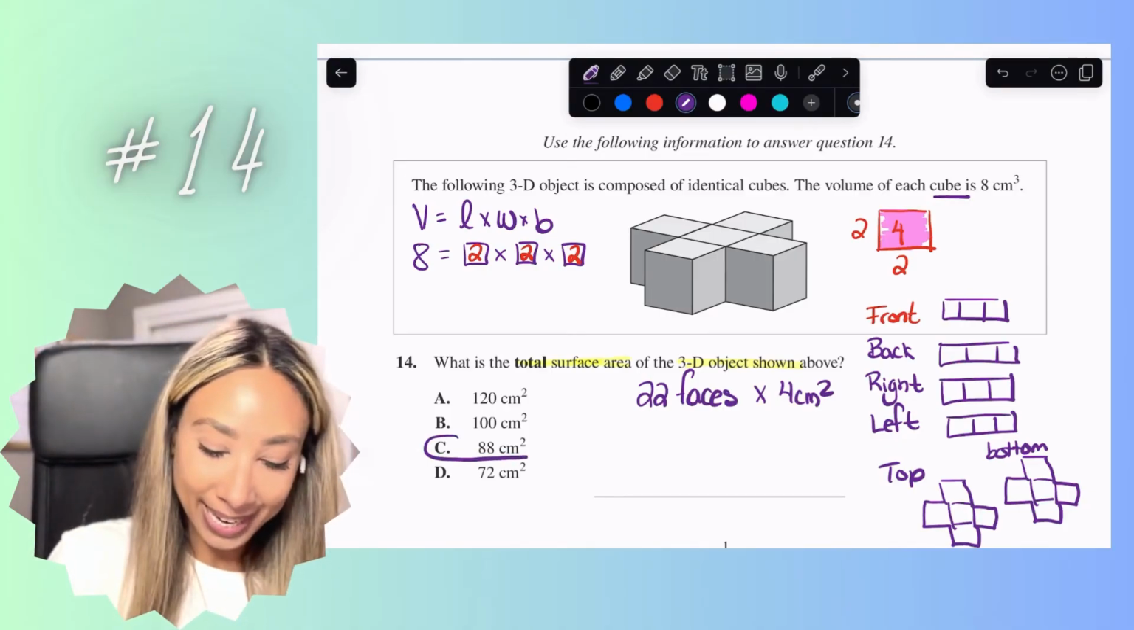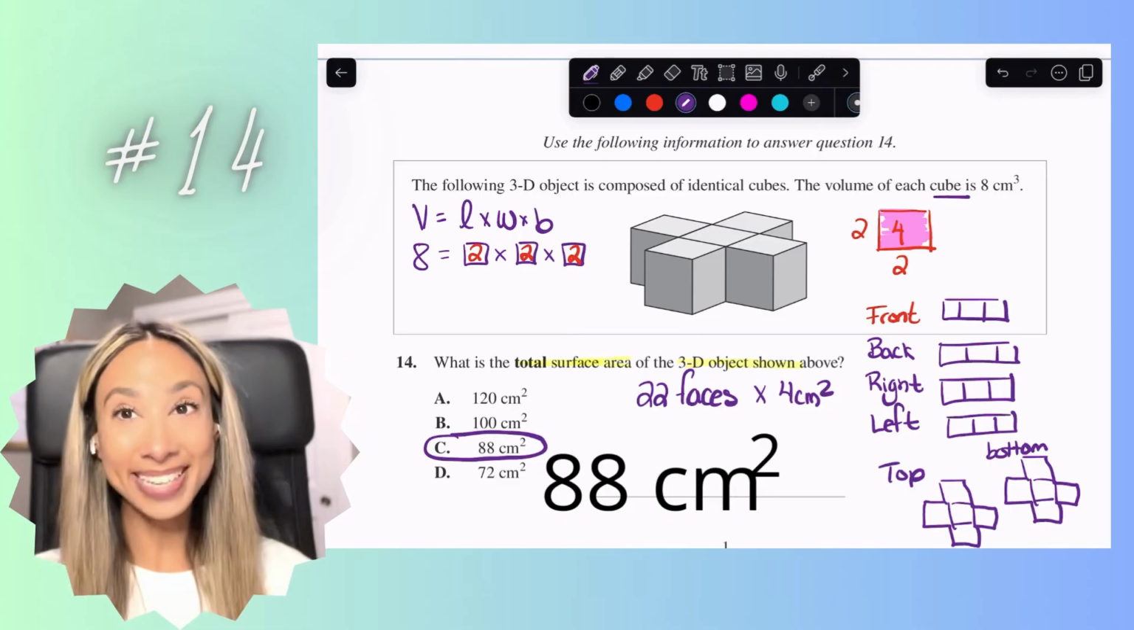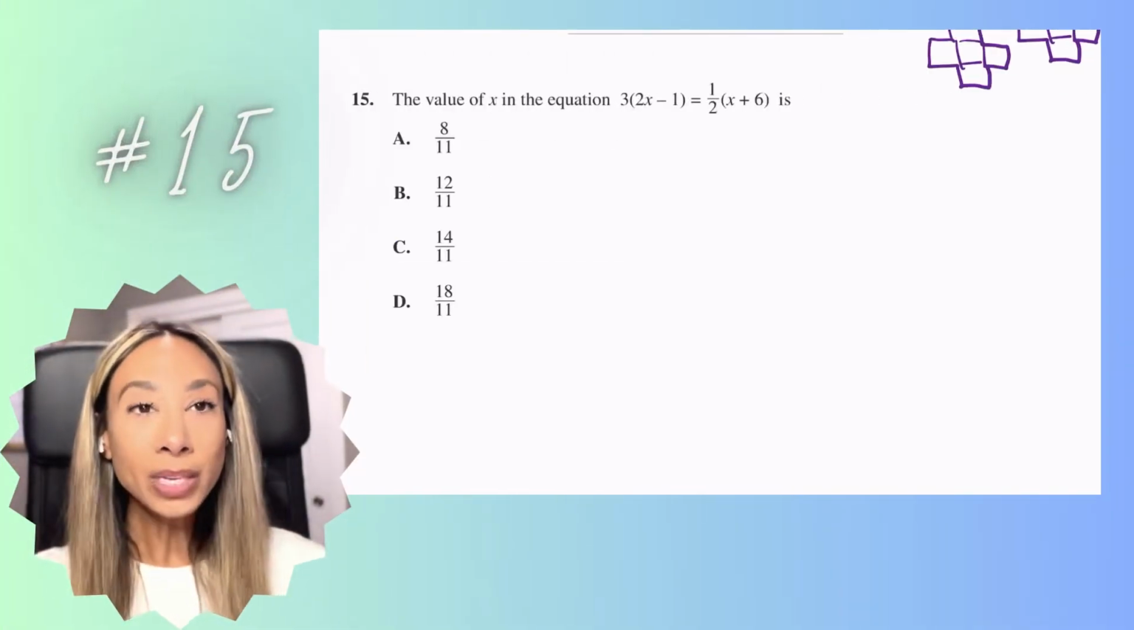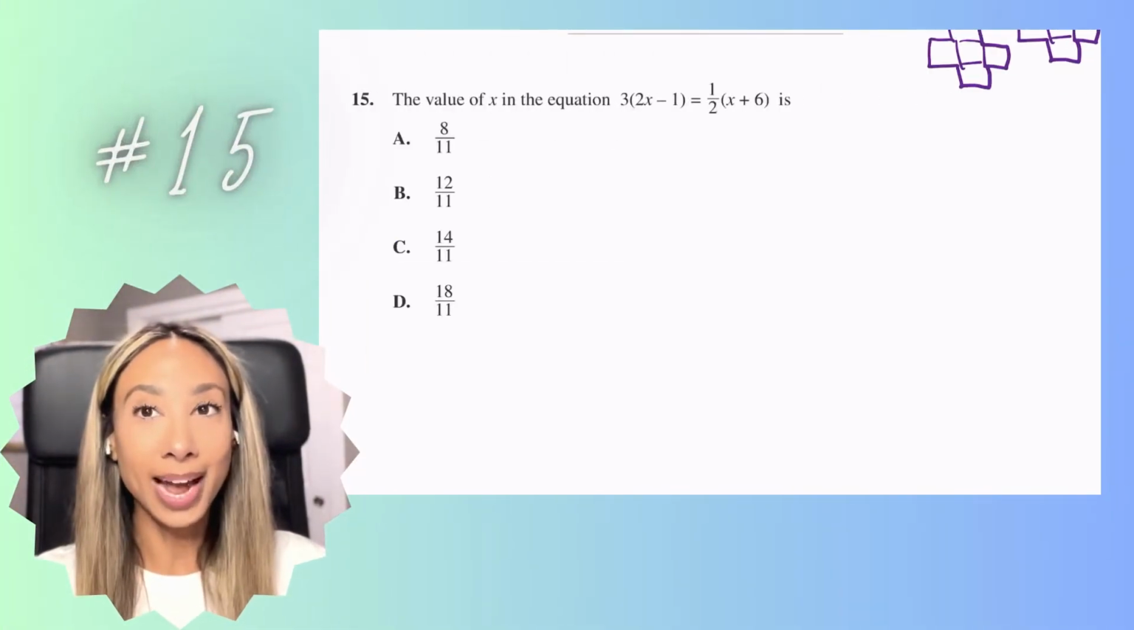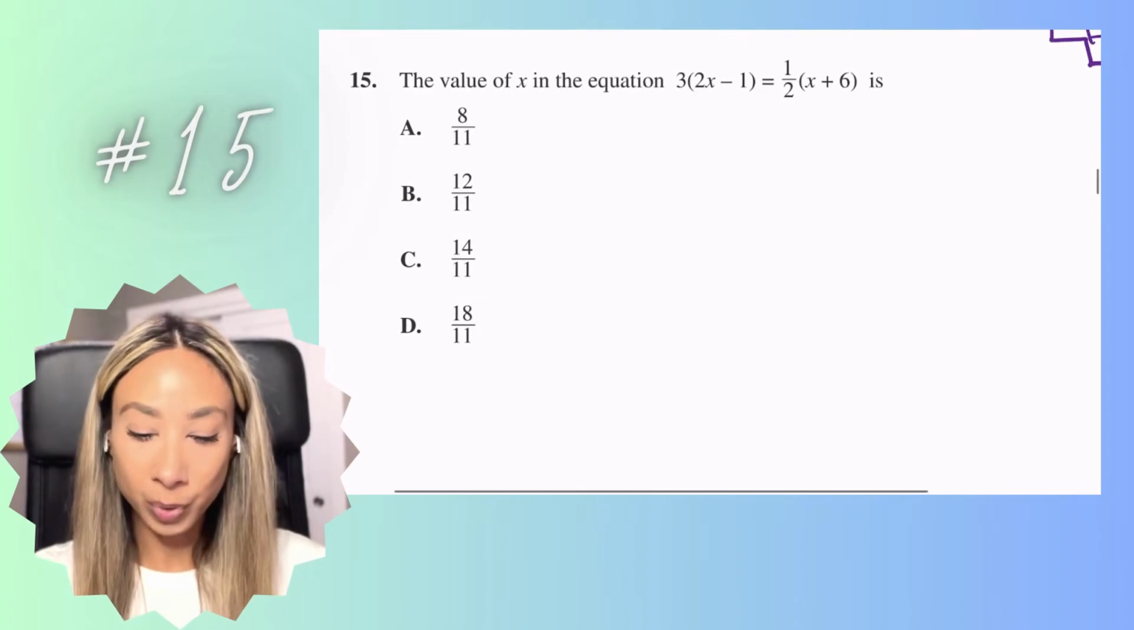That's gonna get me to 88. So our answer for this one is 8 centimeters. Number 15. So this would be one that I would say would be pretty good as a mental math portion of the PAT with maybe small variations in numbers. So just keep that in mind when we're doing this.